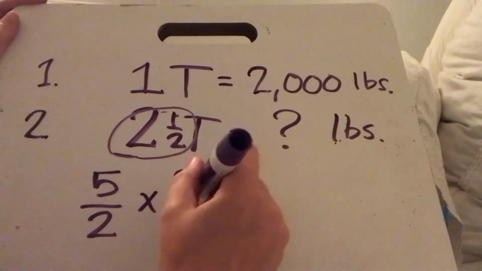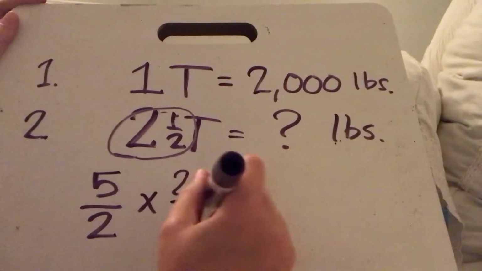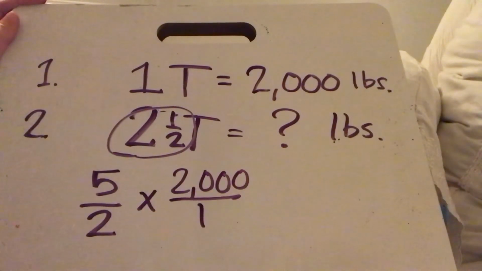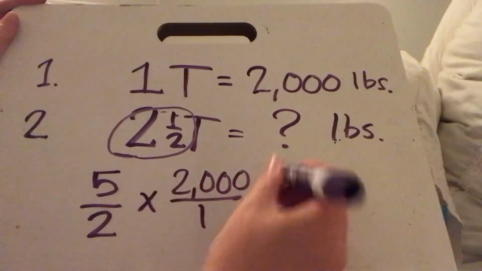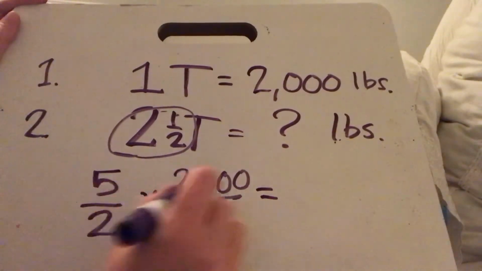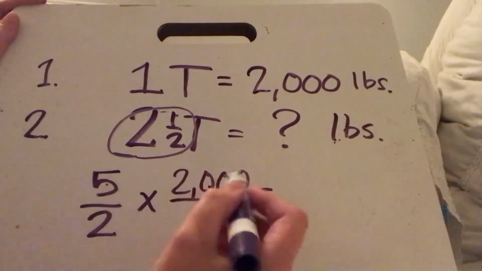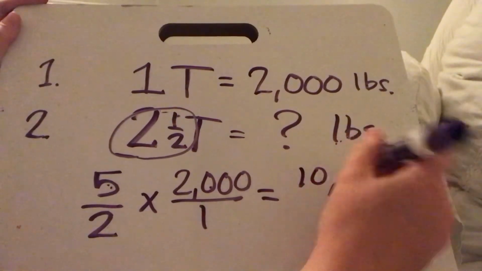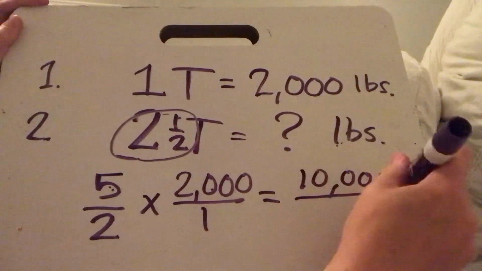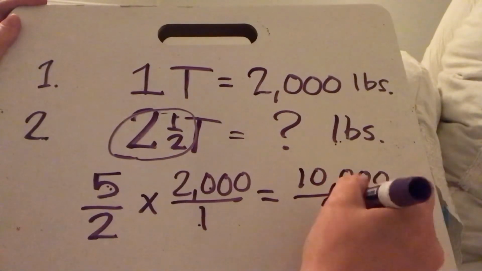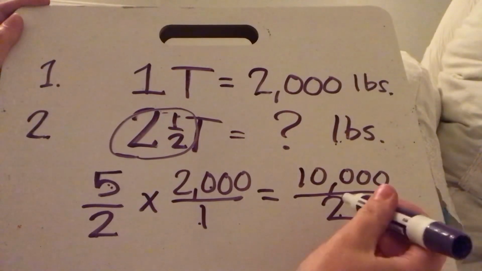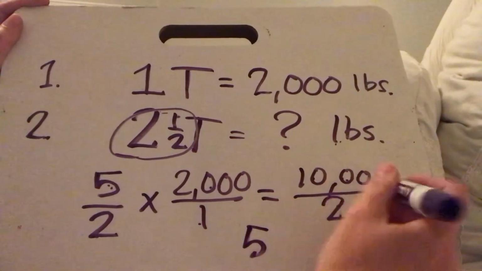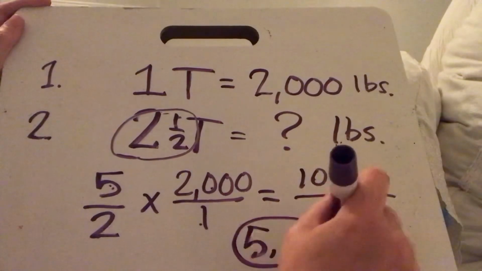Now, remember how whole numbers look like this over 1. So your age, if you're 11, that's the same as 11 over 1. So because we need to make it a fraction, we're going to put 2,000 over 1. Now we can times these. We always times straight across. 5 times 2,000, 5 times 2 is 10, and we add our 3 zeros. Over 2 times 1 is 2. And now we just divide 2 into 10,000, which is 2 into 10 is 5, and then we add 3 zeros. So the answer would be 5,000 pounds.